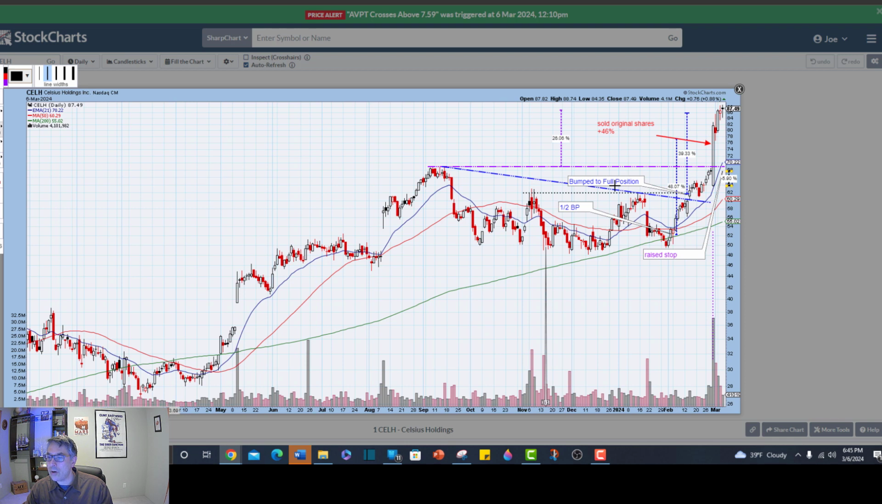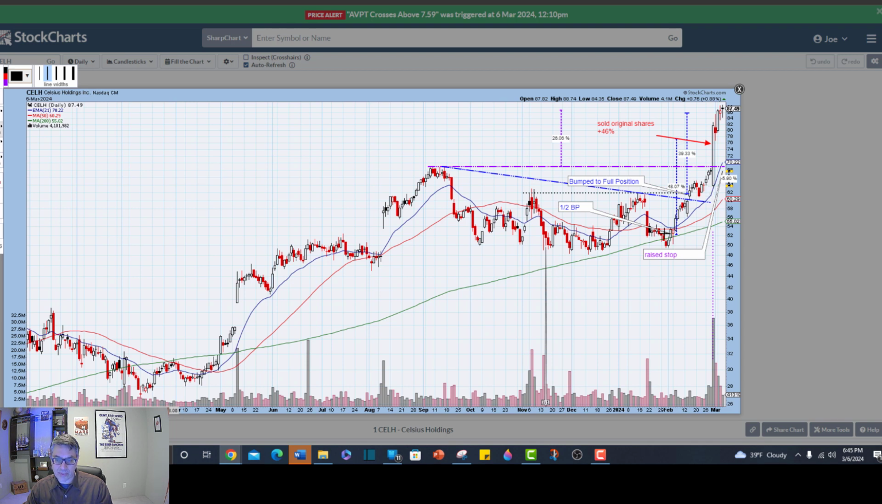So the other thing you could have done was do a stagger stop. I see that's about 5%, which is about my average stop, but you could have done half at 5 and half at 10 for 7.5, or half at 4, half at 8, and then you would have only gotten stopped out of half the position.